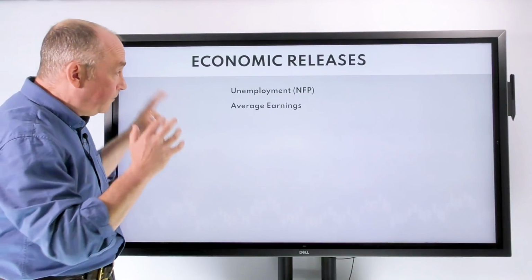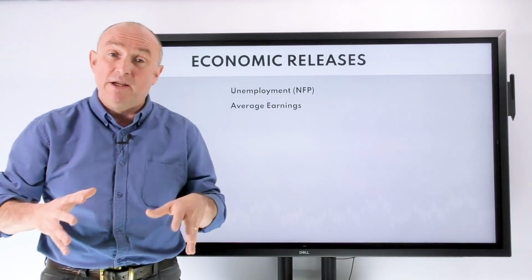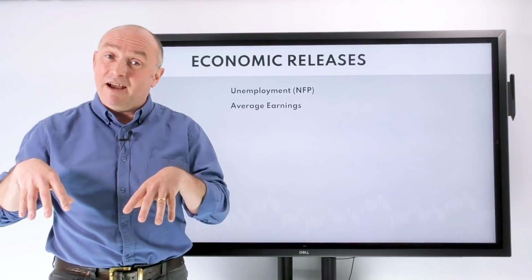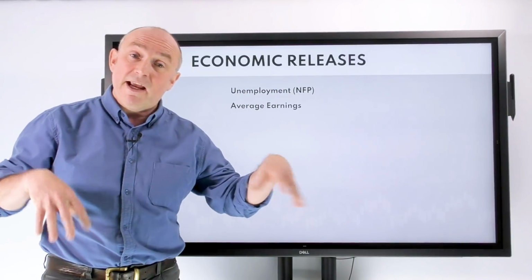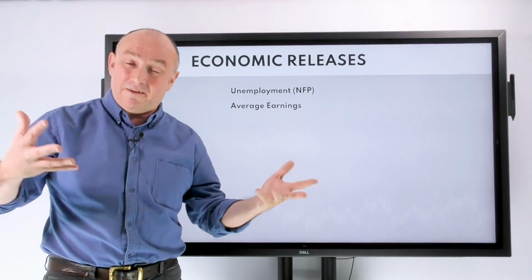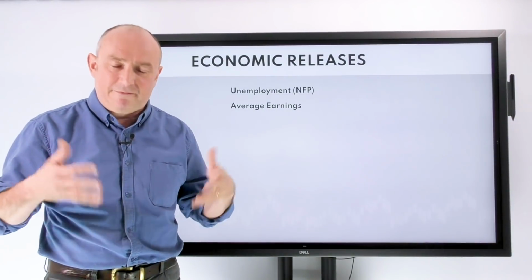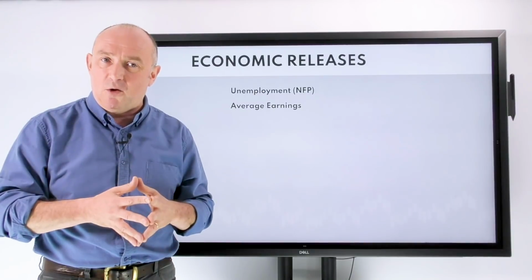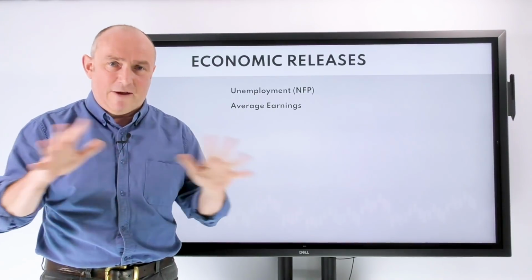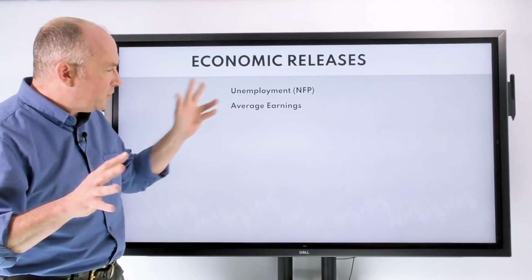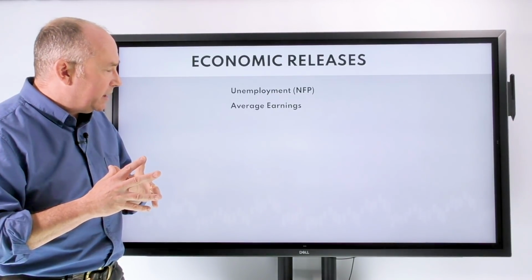That, coupled with average earnings, basically tells you whether people are earning more money this month than they did last month. If they're earning more money than they did last month, then of course they're spending more money. And if they're spending more money, yeah, you guessed it, prices go up, inflation goes up, interest rates may have to go up as well because they have to control that around 2%. Those are the two major economic releases that come out in the calendar month.